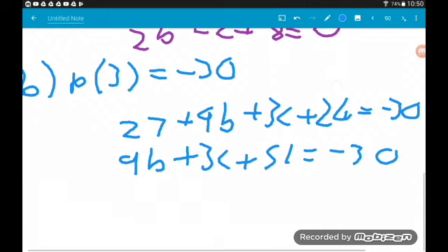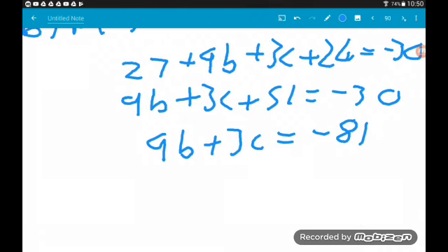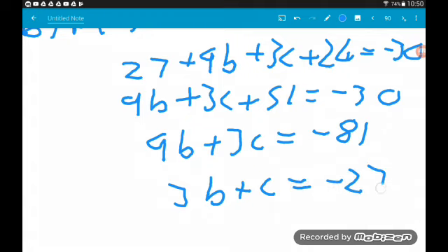If we take the 51 away, we get 9b plus 3c is minus 81. And we've now got a common factor of 3. Let's divide that away. We get 3b plus c is equal to minus 27. So there's our second equation in terms of b and c.